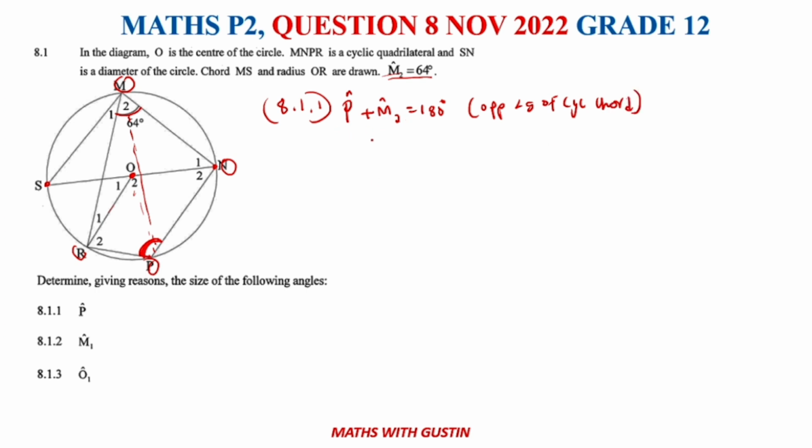So we know what M2 is. M2 is equal to 64. We've got the total there, 180. Therefore we are looking for P. P should thereof be 180 minus 64, which gives us an angle of 116 degrees. Okay, so therefore we know this angle is 116 degrees.